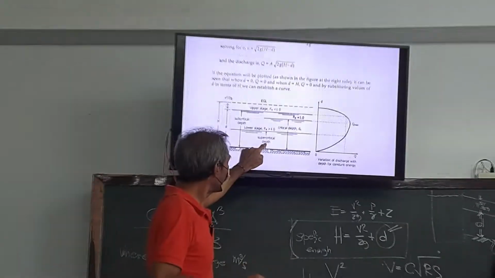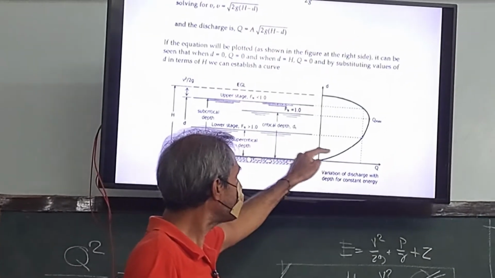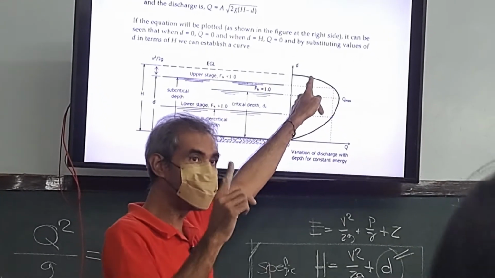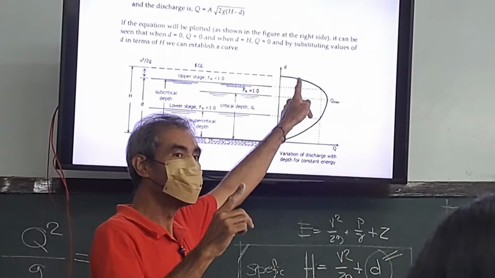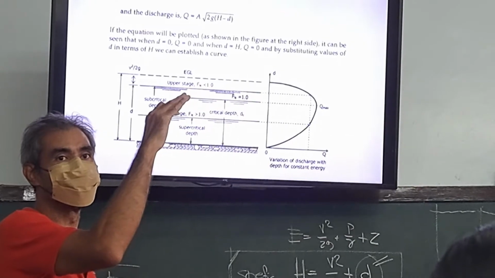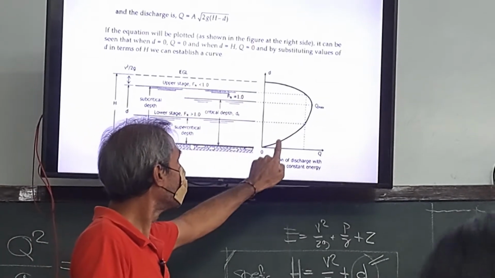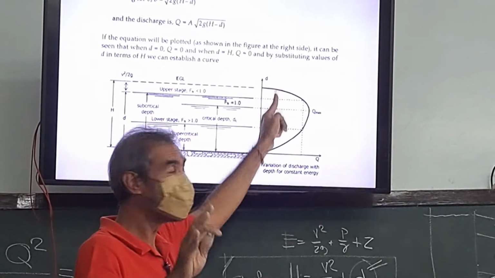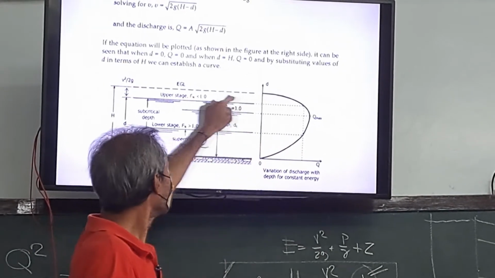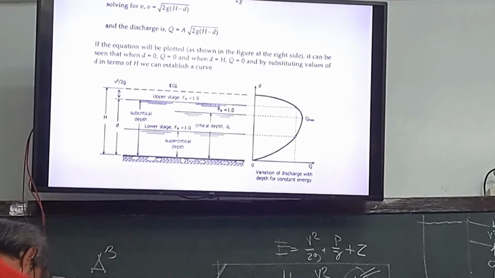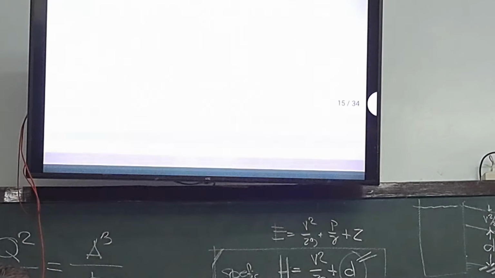From supercritical, it will jump, with the same energy. It jumps into a depth corresponding to the same discharge, a higher depth, with a much lower velocity. So the flow would look like this one.